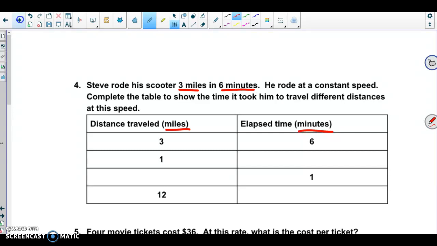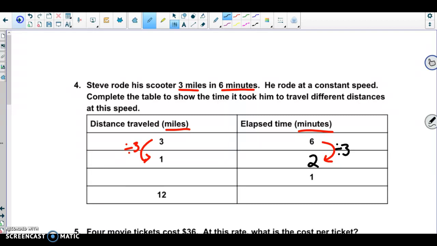So now we've got to see, how can I get from the 3 to the 1? Well, I can get from 3 to 1 by dividing by 3, or multiplying by 1/3 would be the other way to look at that. So if I do that there, that's what I have to do here. So I'm multiplying by 1/3 or dividing by 3. Not sure why that changed color, but it did. So 6 divided by 3, or 1/3 of 6, would be 2. Okay, so that's one way.